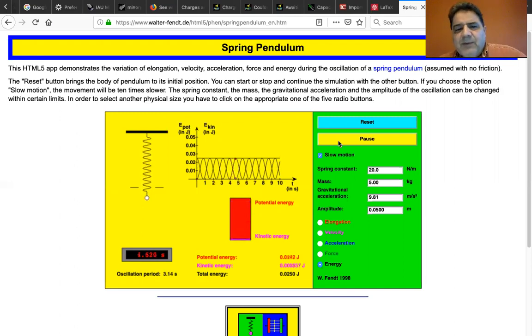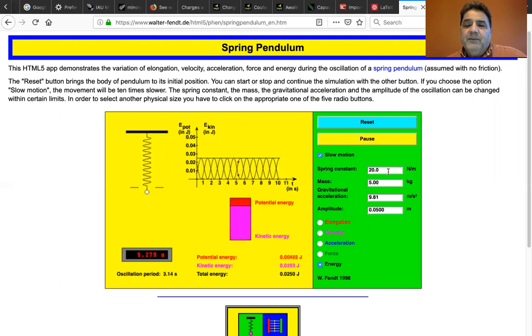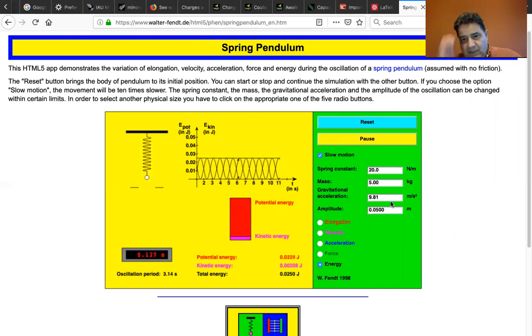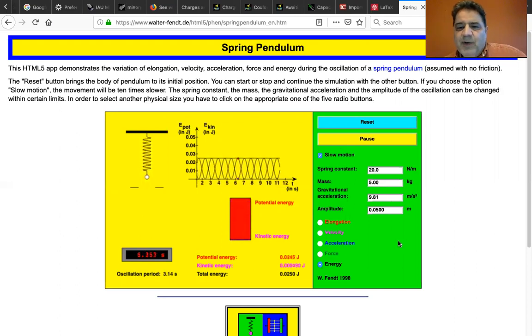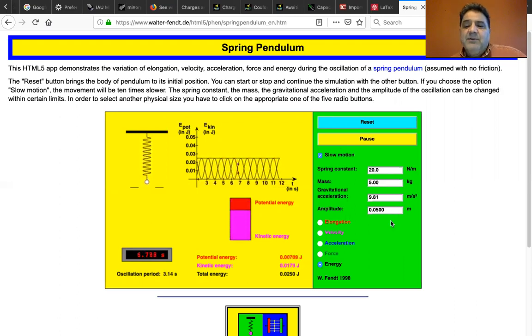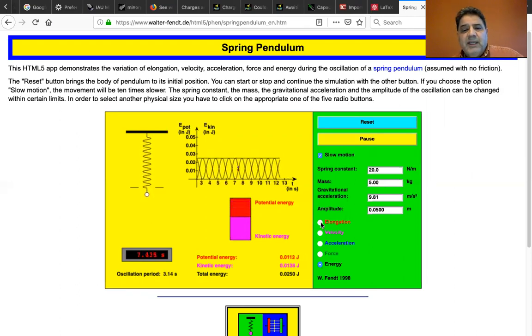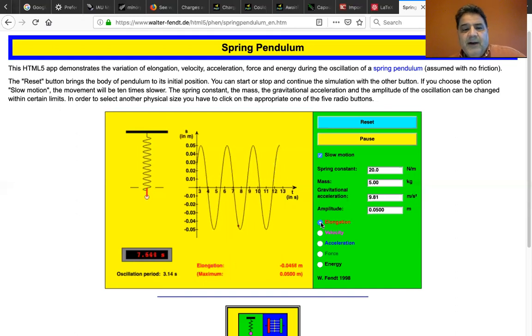Now, I'd like you to play with this. As a matter of fact, I've got an assignment for you to play with it. You can play with the spring constant, the mass, the gravitational acceleration. Well, you can leave that one alone. We normally use 9.8. They're using 9.81. The max amplitude. Now, all of these have limits to them, and I'll post that in the assignment.